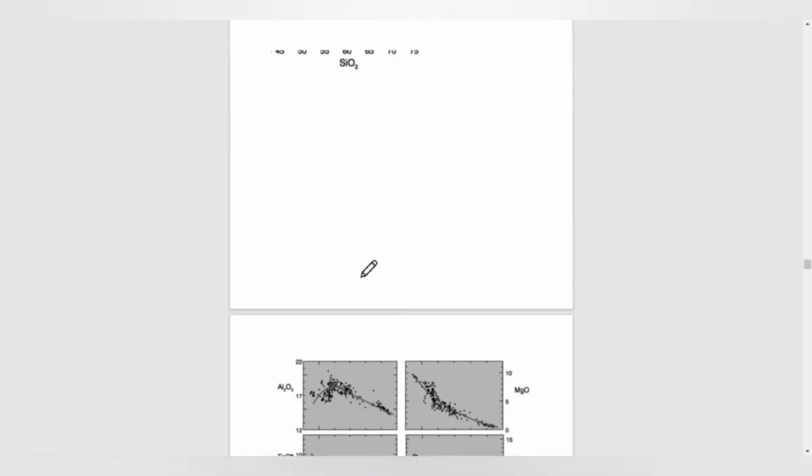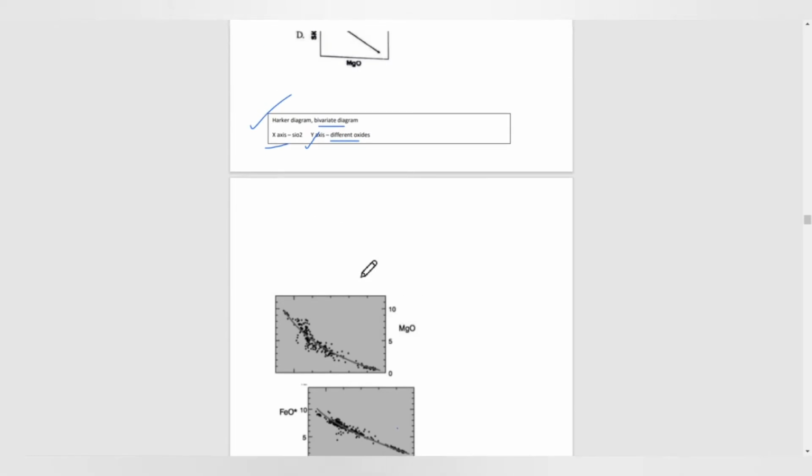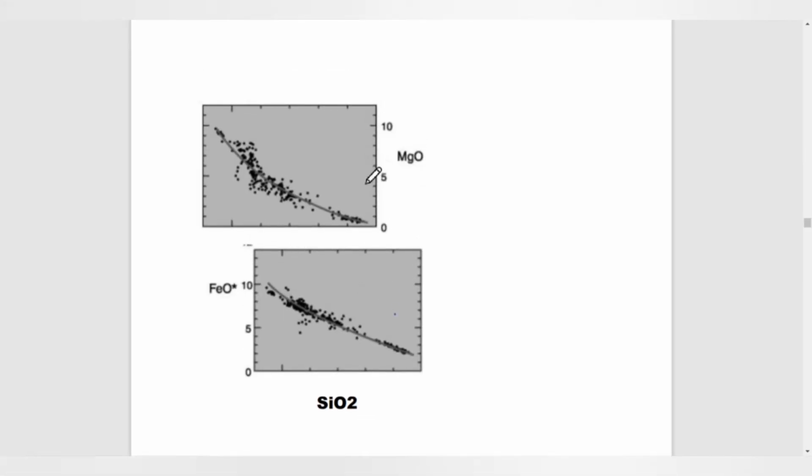Okay, so based on this, the Harker diagram is plotted from a single parent, which is basalt. So here you see MgO on the y-axis, SiO2 on the x-axis, and FeO, which is iron oxide. We can see in the diagram that this graph is decreasing like this, and FeO is also decreasing like this.